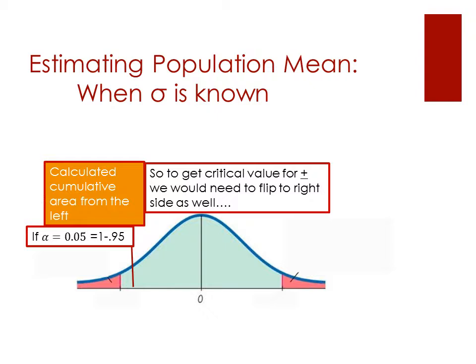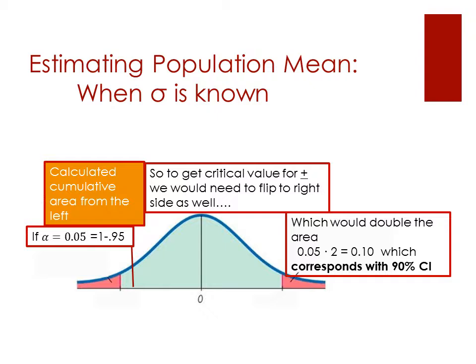If we had an alpha of 0.05, such as what we have here, we have 1 minus 0.95, and we used the calculated cumulative area from the left, right? So if we're looking at our alpha, we look at our Z distribution table and we get 0.05 in our body, we go, okay, there's the corresponding area, which is our probability. However, we need to get a critical value for both sides, plus and minus, which means we then take that area and we flip it to the right side as well.